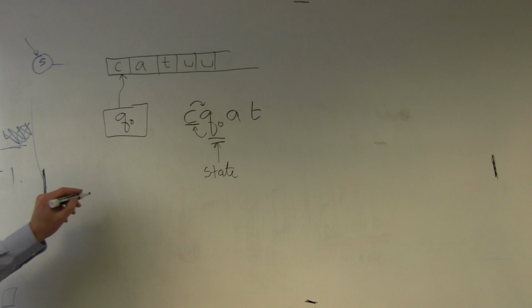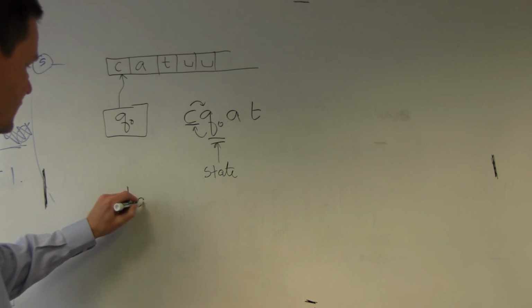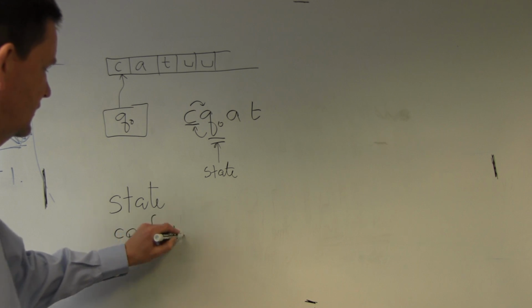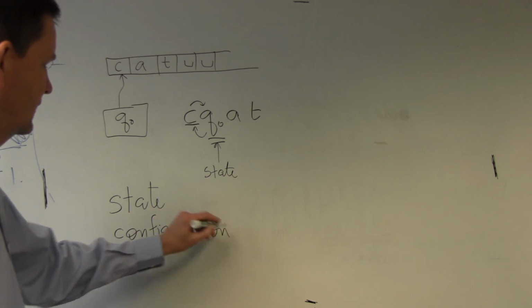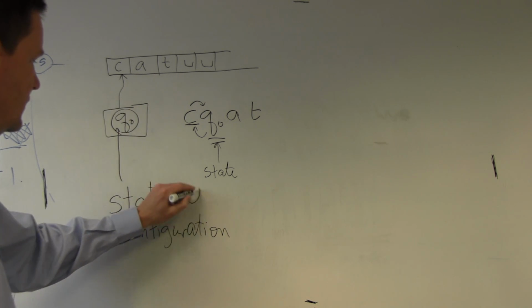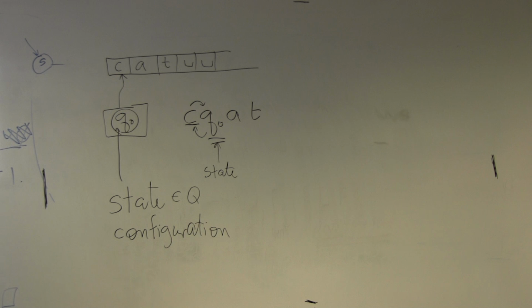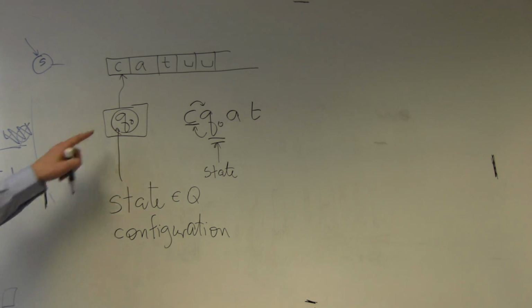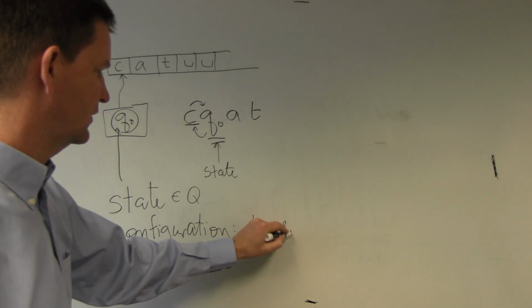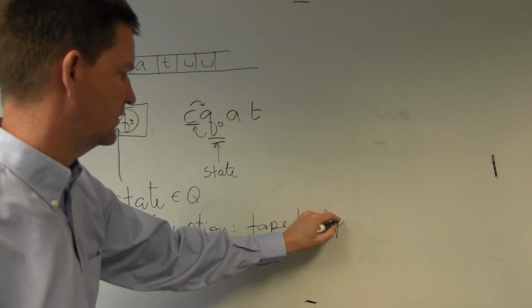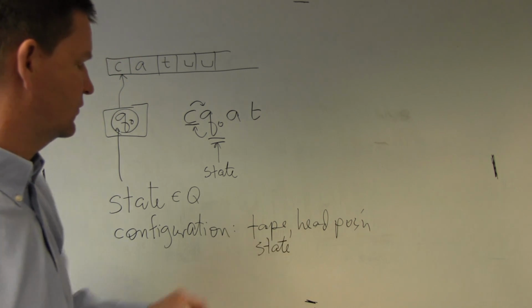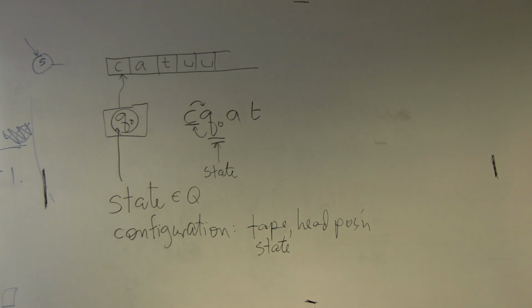Something you need to catch is that there's two things going on here. There's something called the state of the Turing machine, and then there's something called the configuration of the Turing machine. So the state of the Turing machine is simply what state the Turing machine is in. It's a member of Q, in this case it's Q0. The configuration of a Turing machine is the tape contents, the head position, and the state. So a configuration contains three things.